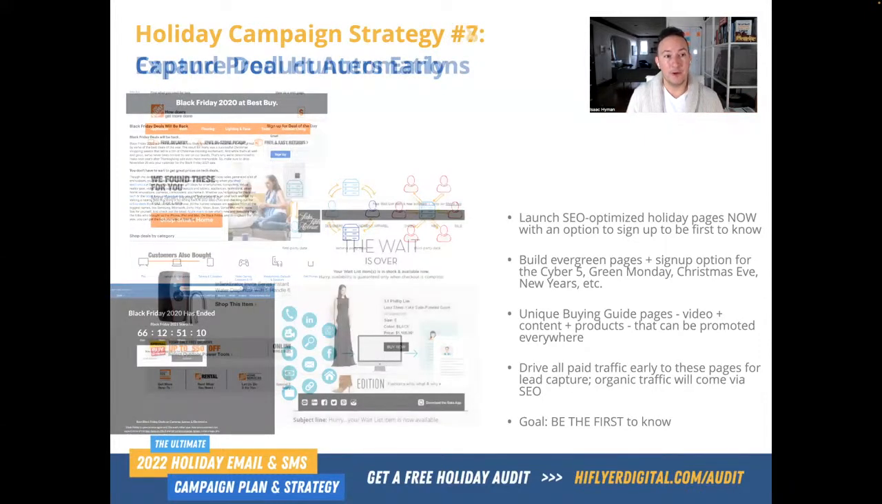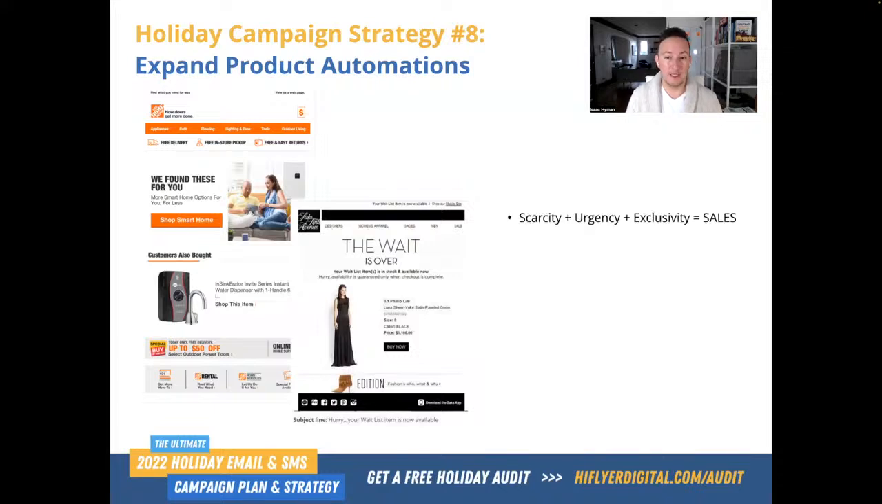Holiday campaign strategy number 8, expand your product automations, right? Scarcity plus urgency plus exclusivity this holiday season equals sales. So the goal is expand your product automations to make sure that you're leveraging those 3 feelings during the holiday season. Scarcity, right? Will I get it in time? Is there enough for me? Can I gift it? Urgency is use it or lose it. Get it now. Deals on.